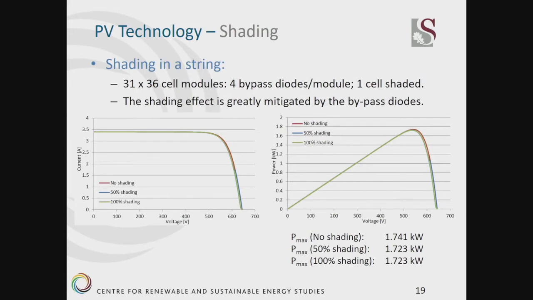If we go to a string, however, we see that the bypass diodes greatly mitigate the effect of shading. Here we can see that if we have no shading, the power is 1.741 kilowatts for this string. If we have 50% shading, we have a little bit less power, and even at 100% shading of that one cell, we've got the same output power as when we had 50% shading.